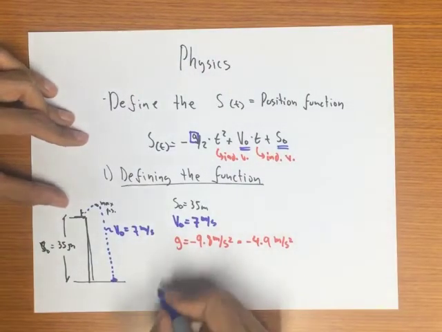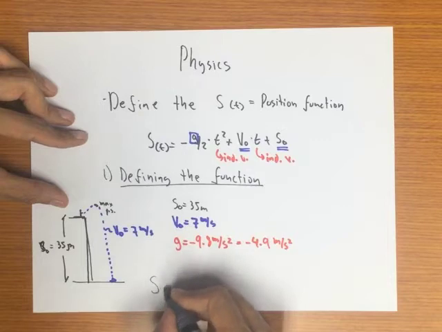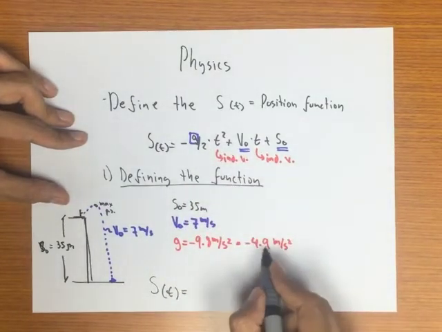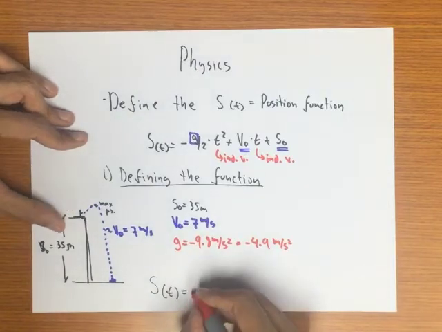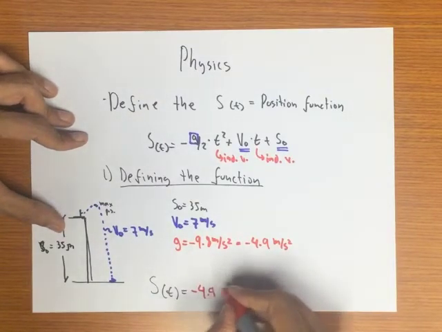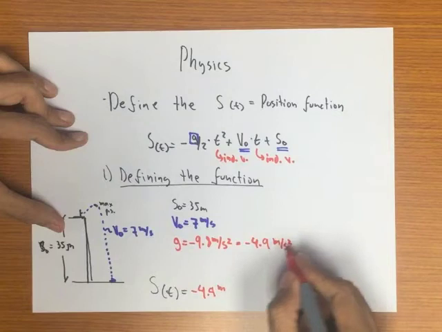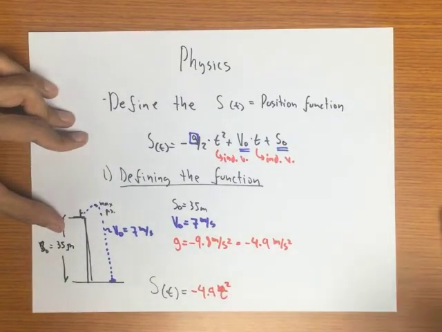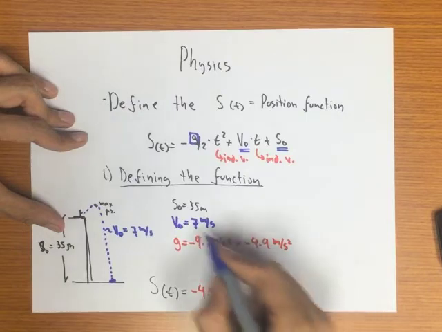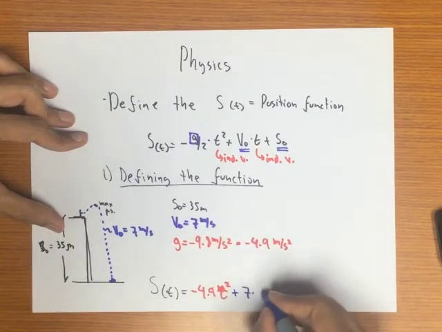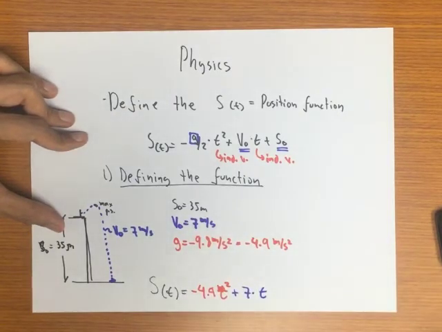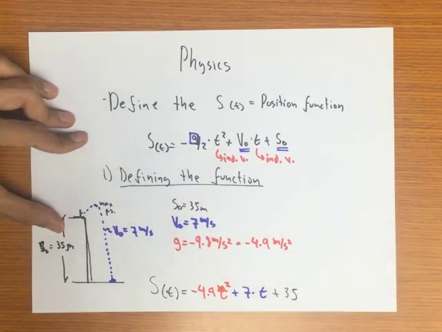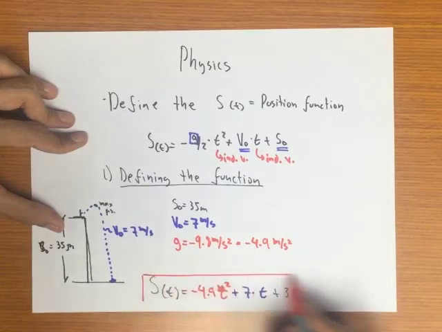In this example, the position function s of t will be equal to the negative value of the gravity over 2, meaning negative 4.9. Oh, sorry, you don't need the units here. Negative 4.9 times t squared, plus the value of the initial velocity, 7 times t, the variable t, plus the value of the initial position, 35. And you have defined the position function.